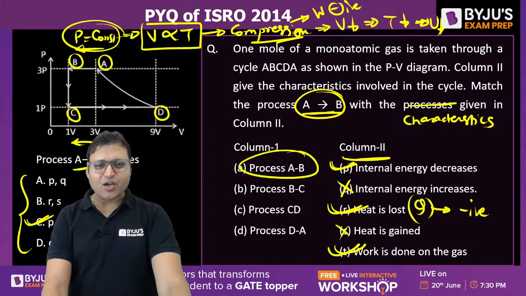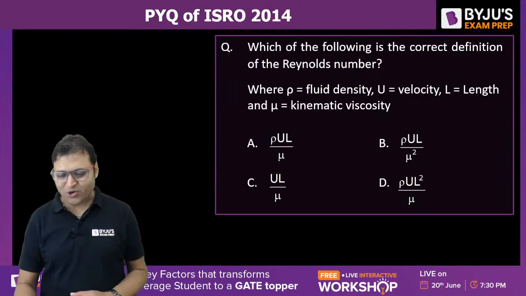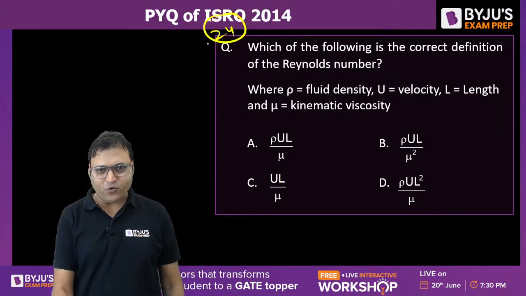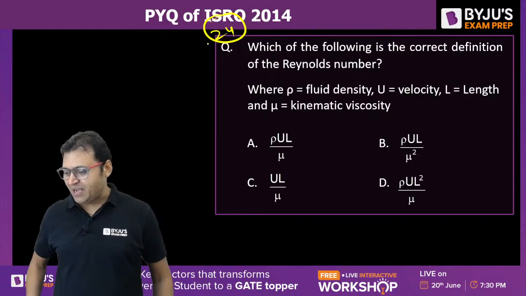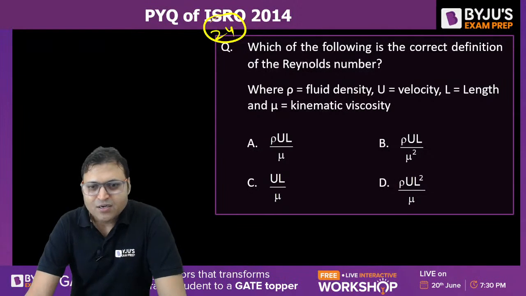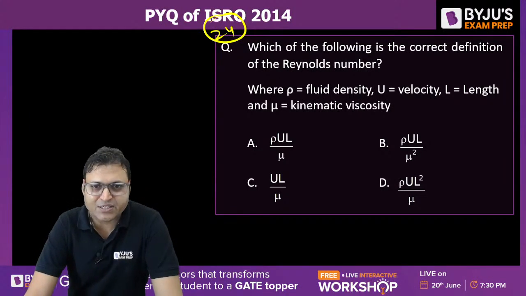The question is a little complicated. The language of the question is a little complicated. What is the answer to this question? Who will give me the correct answer for this one? Quickly. This is question number 24. We have three more questions after this, and then I will invite Suraj sir to discuss his portion of the questions in ISRO 2014.